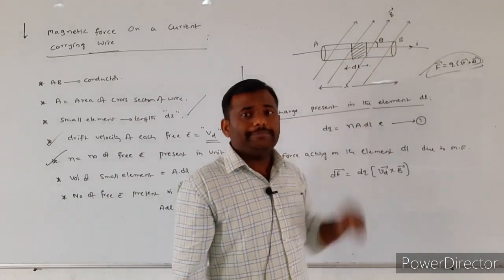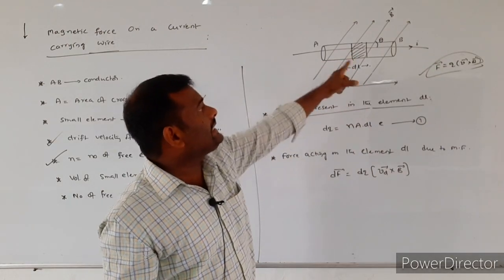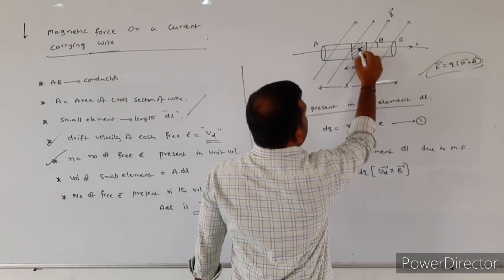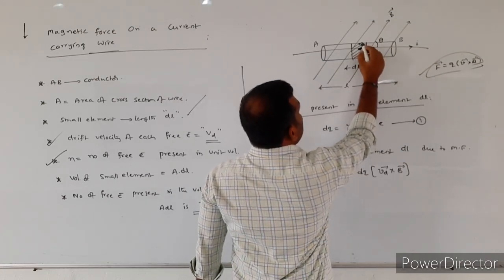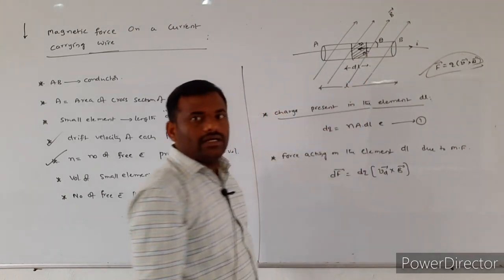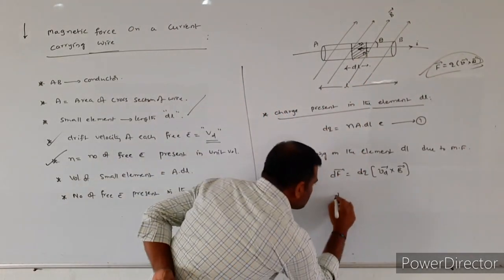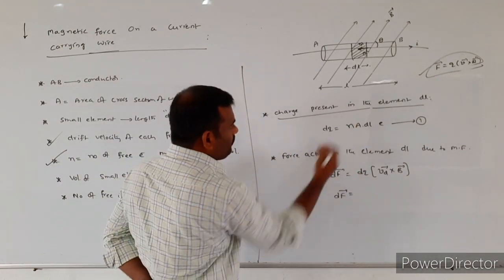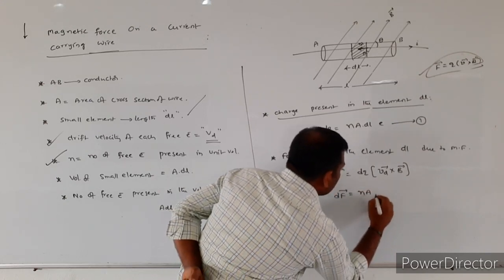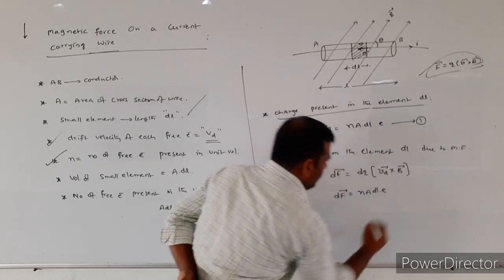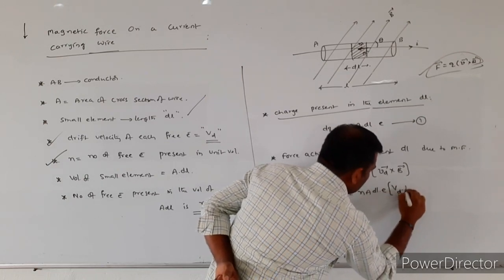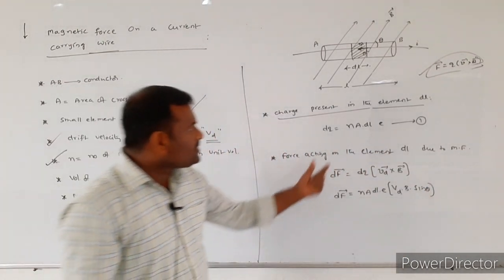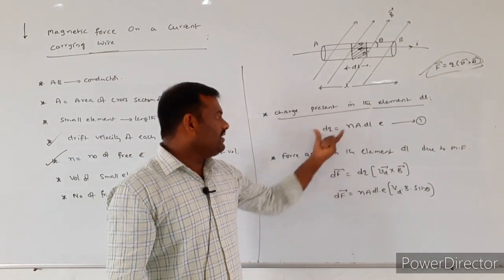So what is theta here? Theta is the angle between the length and the magnetic field. If the electron is moving in this direction with a velocity Vd, this angle is also theta. So I extended that formula as dF is equal to dq Vd B sin theta. Substitute the value of dq from this equation, N A dl into e.